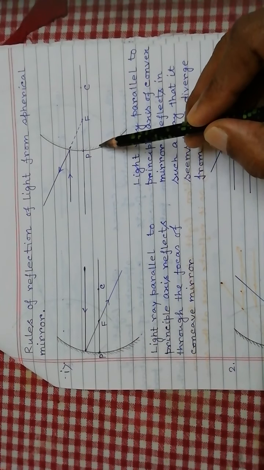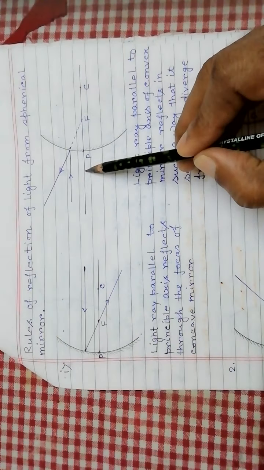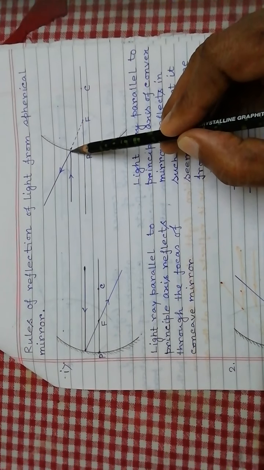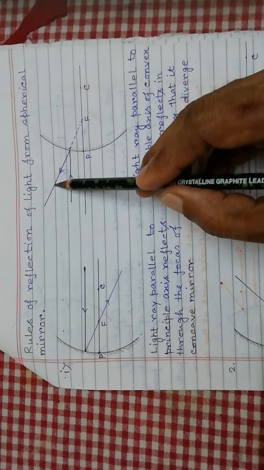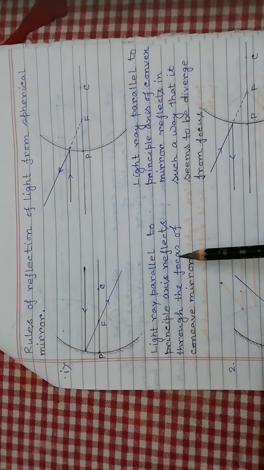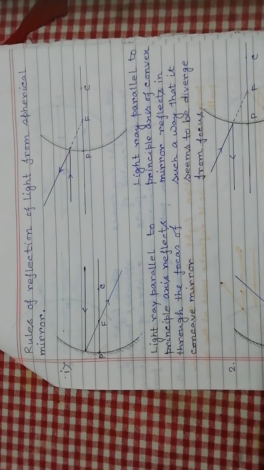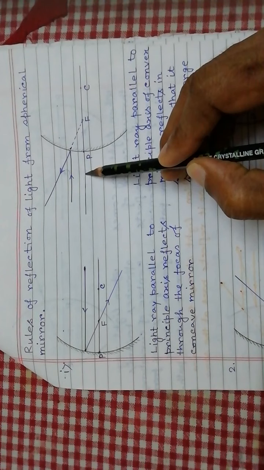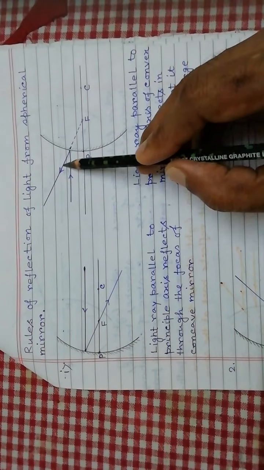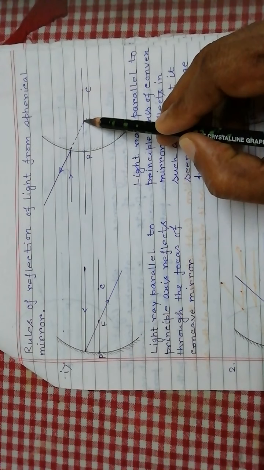For the convex mirror, the light ray parallel to the principal axis, after striking the convex mirror, is reflected in such a way that it seems to be diverged from the focus. It is the incident ray which is parallel to the principal axis. After reflection, it seems that it is diverged from the focus.